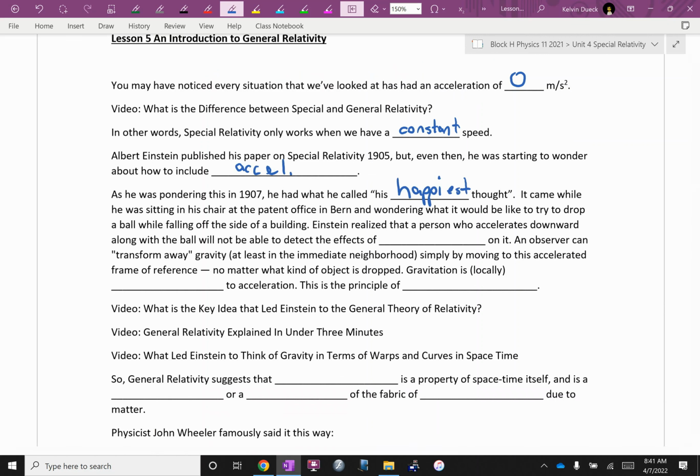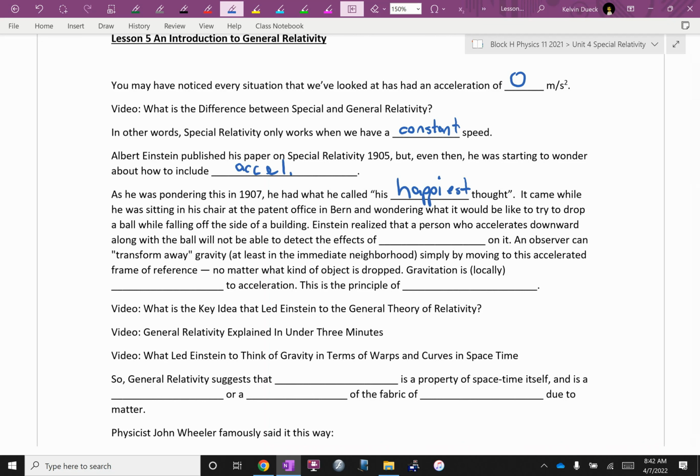He was sitting in his chair in the patent office in Bern where he was at work, and he was wondering what it would be like to drop a ball while you were in free fall. He imagined somebody falling off of a building. We'll make sure they don't hit the ground and die, just as a thought experiment. And he asked, while they were in the air, if they let go of a ball, what would they see? Well, to them, because the ball is in free fall, and they are in free fall, they would see the ball just staying level with them. For them, in their reference frame, it would appear as though the ball had no gravity.